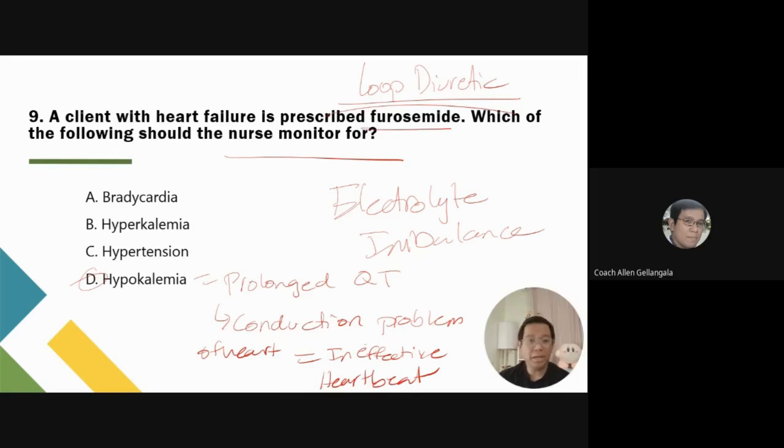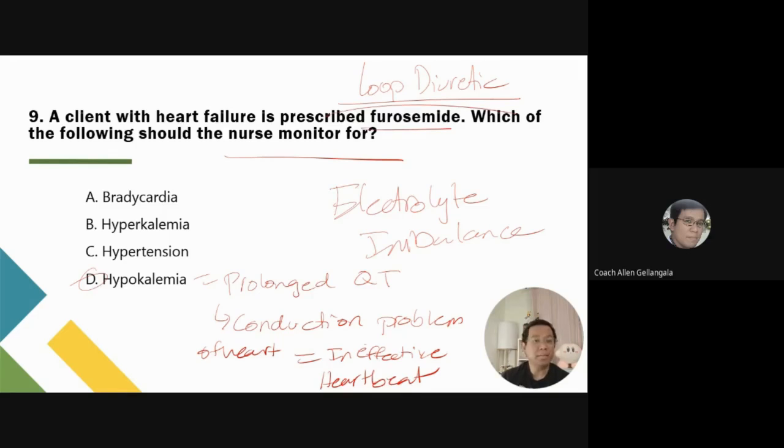Why is it not bradycardia, sir? Again, you're losing water. The body will perceive that you are dehydrated and the body will compensate. How will the body compensate? Tachycardia, not bradycardia. Okay, our correct answer is hypokalemia. So the direct opposite of it is the wrong answer. That's why you're not going to answer hyperkalemia.